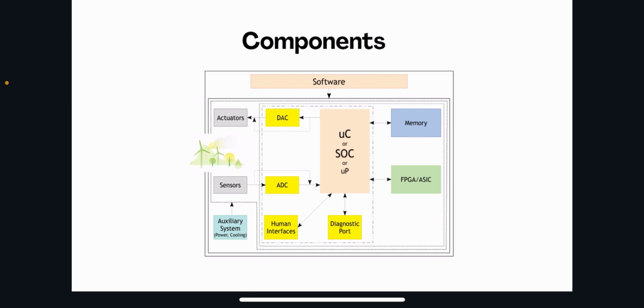Next, we also have an ADC or an analog to digital converter, which helps you convert the analog signals or pulses into digital form. This is usually in the input part where sensors are connected, which are used to sense the environment or any other particular measurement. We also have human interfaces which help the users to directly interact with it. And obviously a diagnostic port and an auxiliary system for power and for cooling.